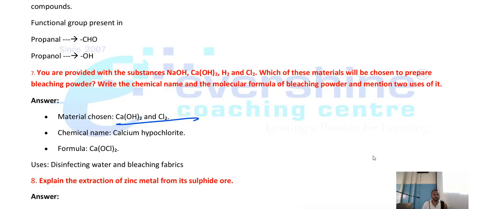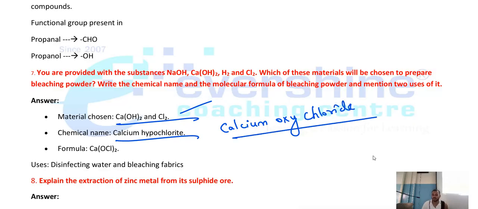Calcium hydroxide and chlorine are the materials used to prepare bleaching powder, and the chemical name is calcium hypochlorite. If not, you can also write calcium oxychloride. Write this name as per your textbook. Instead of the full formula, you can just write CaOCl2. The formula of bleaching powder is CaOCl2, that is calcium oxychloride.